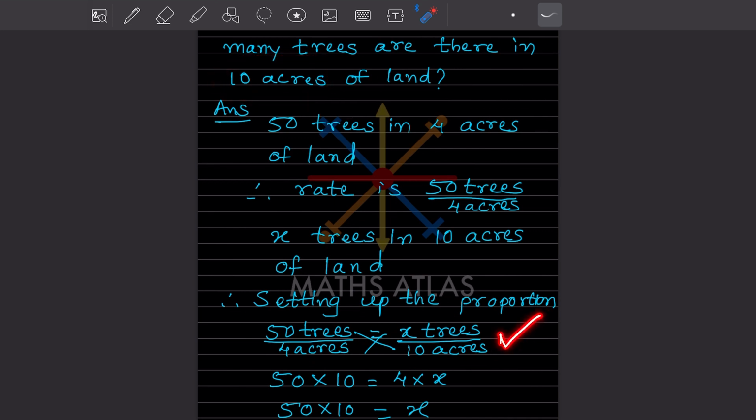If this equation is clear to you, you can just cross multiply. Now forget about the acres and trees. Just look at the numbers, 50 into 10. So at this cross, I put 50 into 10, and here 4 into x, that is 4x. So 50 into 10 divided by 4, that is x.